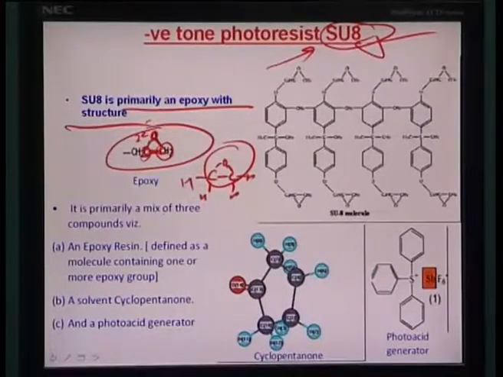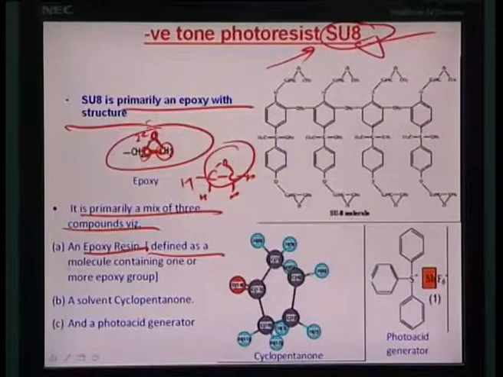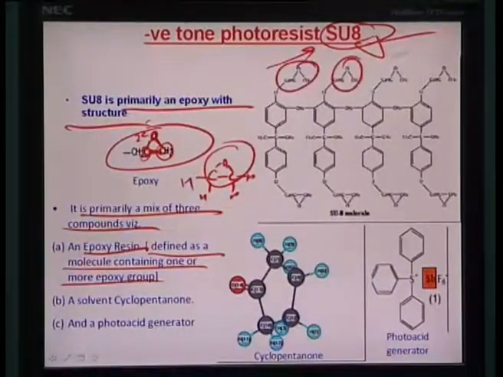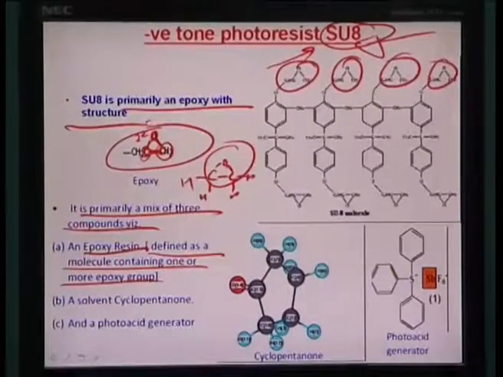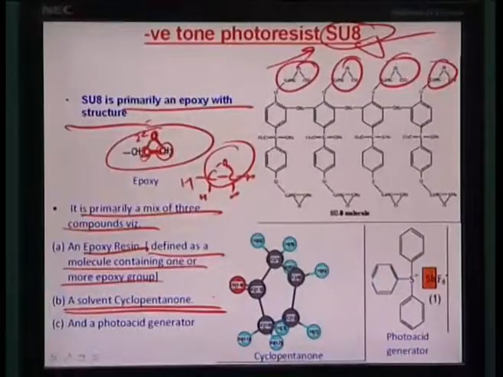The SU8 primarily is a mix of 3 such compounds. You have an epoxy resin defined as a molecule containing 1 or more epoxy groups. Like you can see here, these are the epoxy resin materials containing more than 1 such group, which are like an epoxy C-O-C kind of bond. You have a solvent, cyclopentanone, because you have to make it fluid-like so that it can flow and coat over the whole wafer. And then you have a photoacid generator, which I am going to explain in a minute.